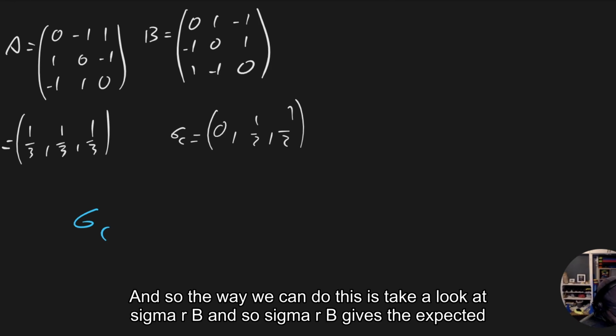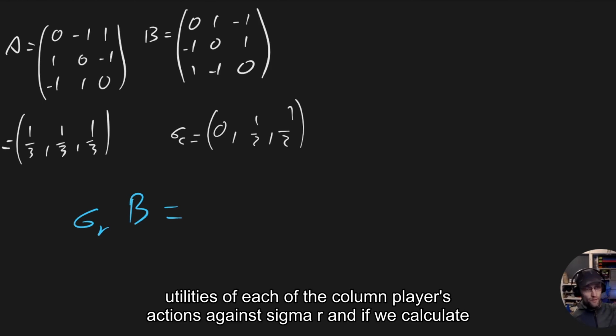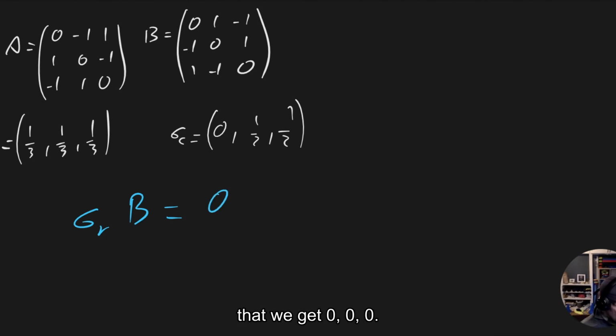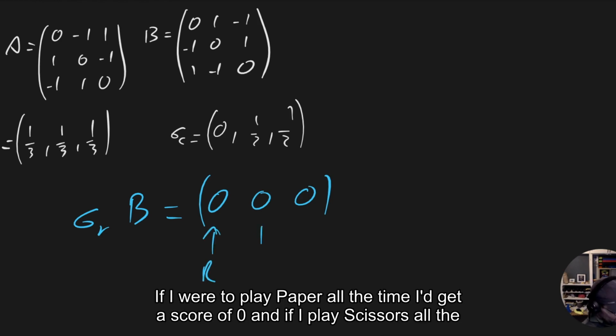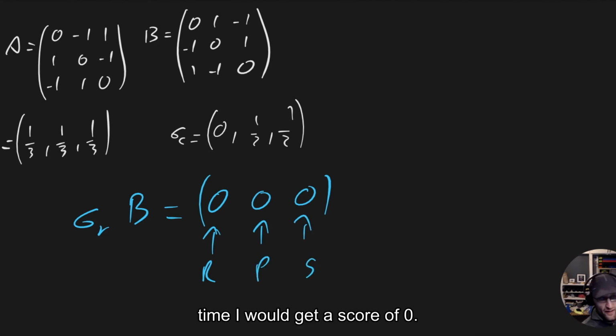sigma rb. And sigma rb gives the expected utilities of each of the column player's actions against sigma r. And if we calculate that, we get 0, 0, 0. And so that means that if I were to play rock all the time, I would get a score of 0. If I were to play paper all the time, I'd get a score of 0. And if I'd play scissors all the time, I would get a score of 0.